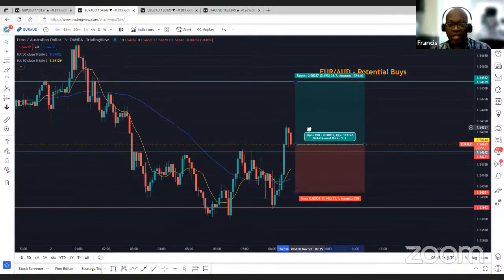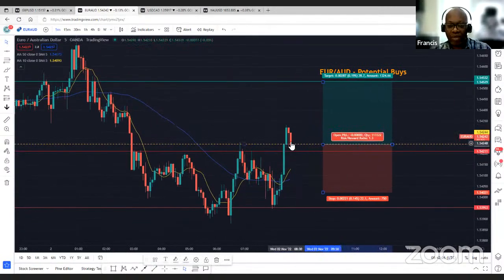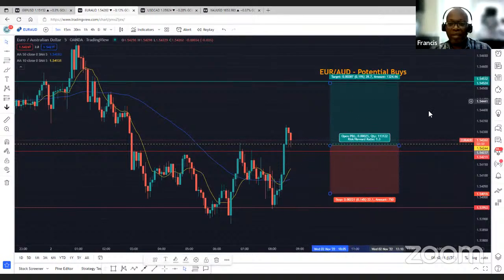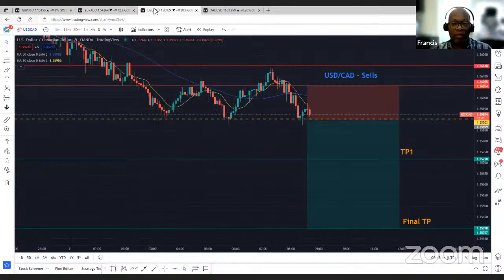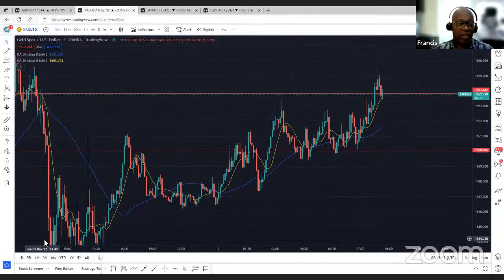This one is a potential buy. I've not entered yet. I think I'll wait to see what happens with this candle.